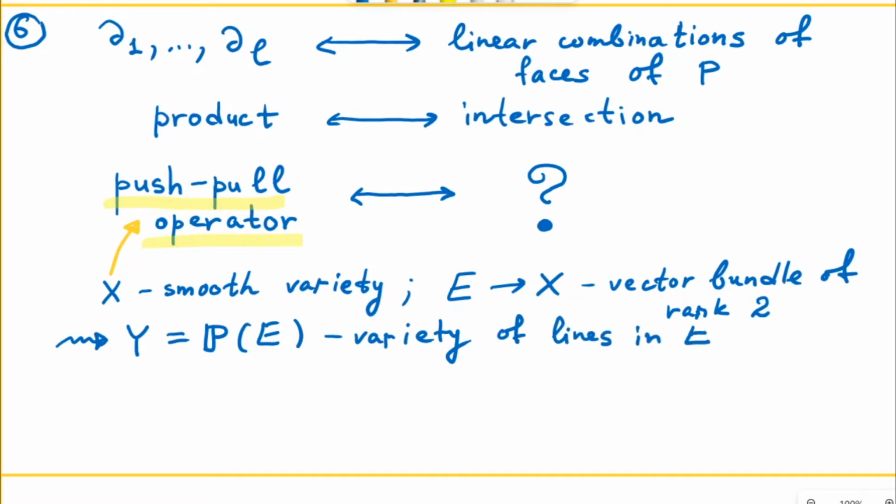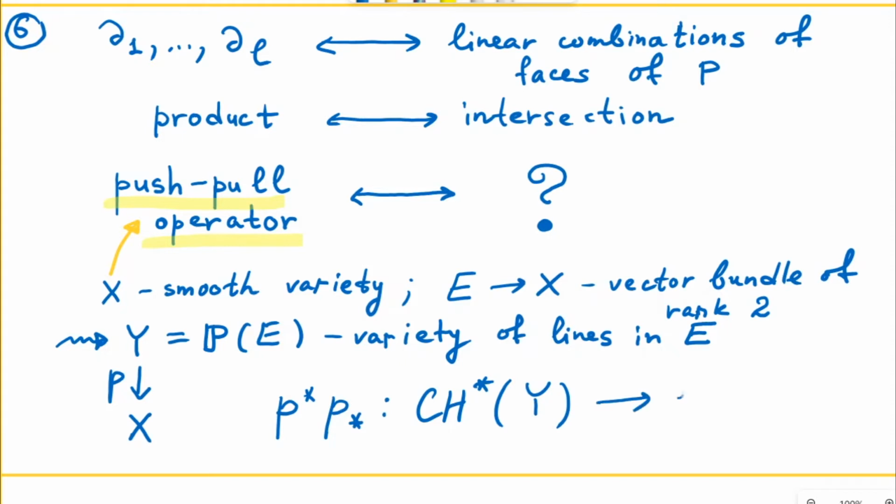And then there are push-forward and pullback maps in the Chow rings of Y and X. While pullback is a ring homomorphism, push-forward is a more complicated operation. It's not a ring homomorphism, just a homomorphism of abelian groups. And if we take the composition of these two operators, we will get a certain operator from the Chow ring of Y to itself. So my goal is to give a convex geometric interpretation of this operator.